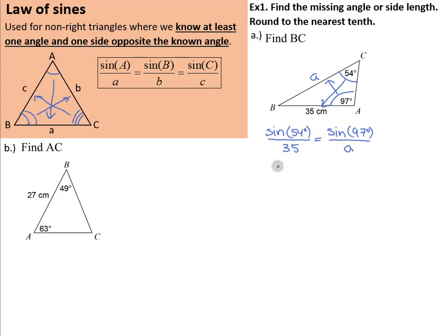So A times the sine of 54 equals 35 times the sine of 97 degrees. Okay, now to finish getting A by itself, note that it's being multiplied by the sine of 54 degrees. So we simply divide both sides by the sine of 54 degrees. And then here, we now have an expression that equals A. So we need to go to our calculator.